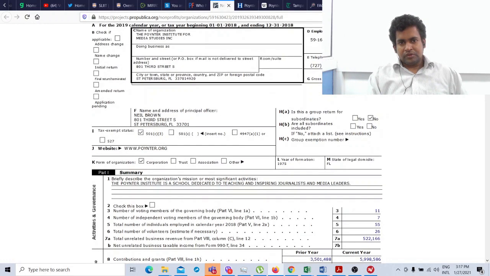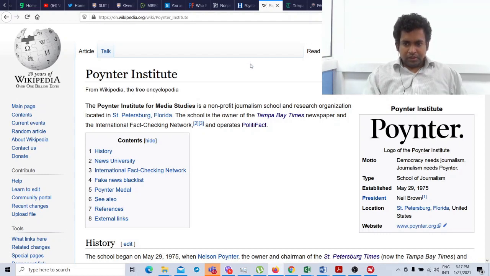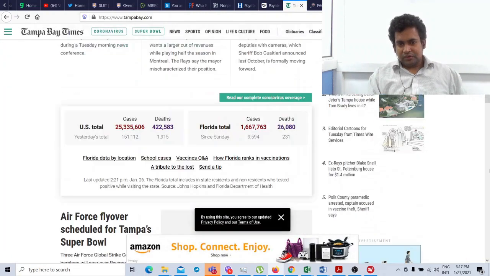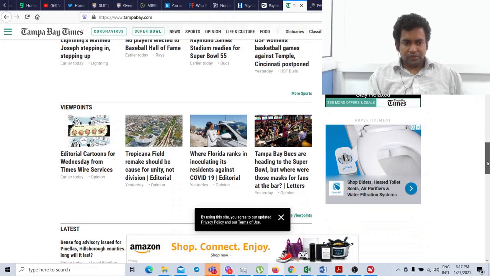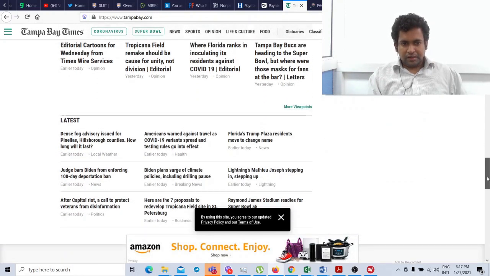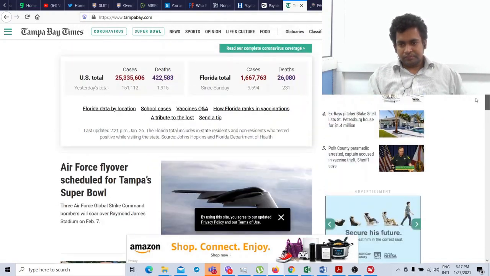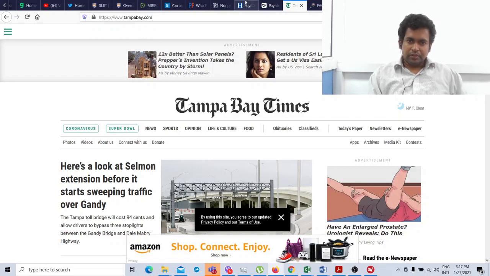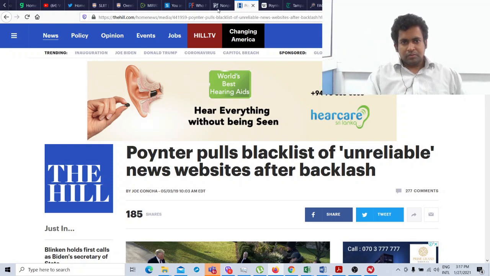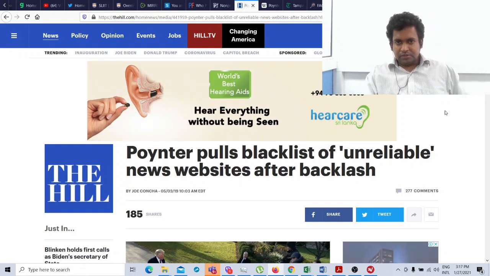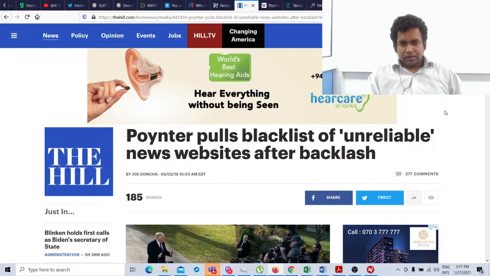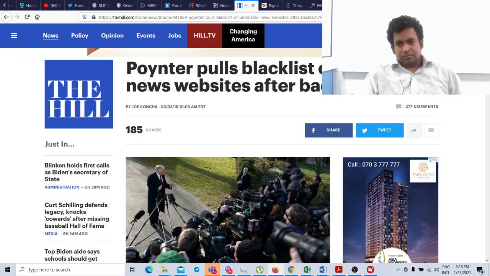And if we look at this Poynter Institute, its president is Neil Brown, and they also own a newspaper called the Tampa Bay Times, which is a regional newspaper in Florida, I guess. If you look at this newspaper, there's a lot of sports news and regional news, but whatever political articles they have, there's a clear liberal bias, right? So these people are not independent. The Poynter Institute owns both Politifact and the Tampa Bay Times. And there was a recent incident that actually proved that these people are basically political activists. The Poynter Institute actually published a blacklist of websites.